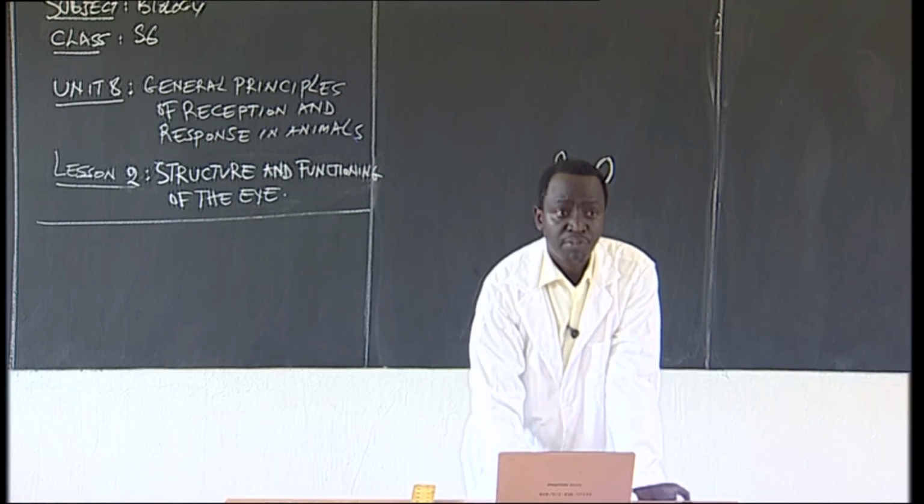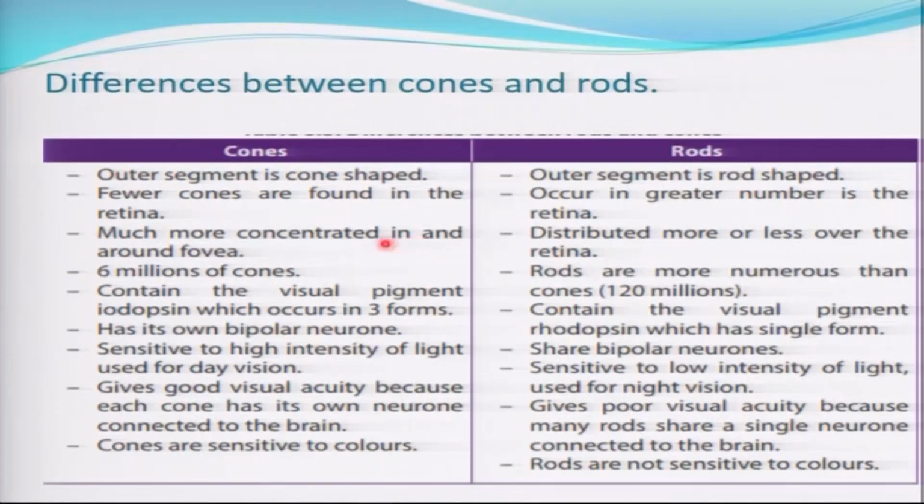Nice. Then you have much more concentration in it. We have many rods, more rods than cones. There are 6 million cones, they are less, and those rods are very many, 120 million, very numerous. Cones have a pigment called iodopsin. Rods have a pigment called rhodopsin.